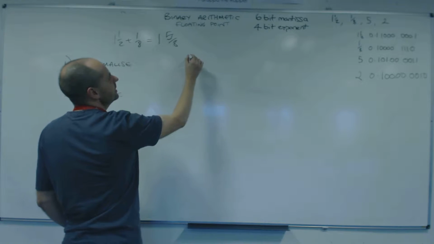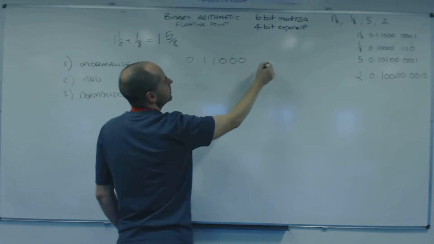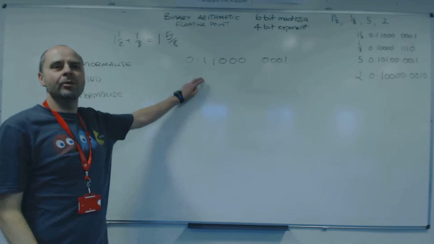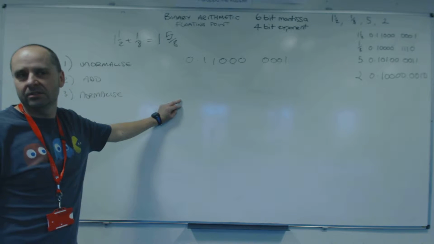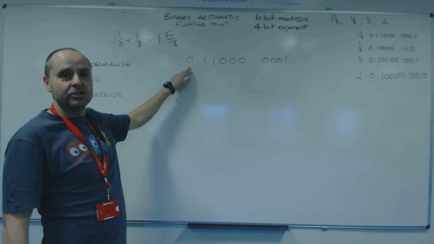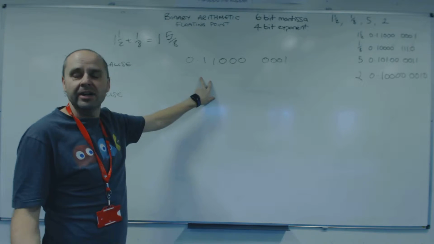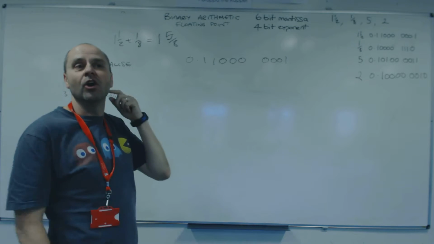So let's take the 0.1100. So this was 1.5. And we know it's normalised. Why do we know it's normalised? Because the starting point's before the 1 and 0. Yeah, because all you've got to do is look at the left-hand side. The first 2 bits are different. It's normalised. Okay? So we know it's normalised, so we know we've got to unnormalise it.